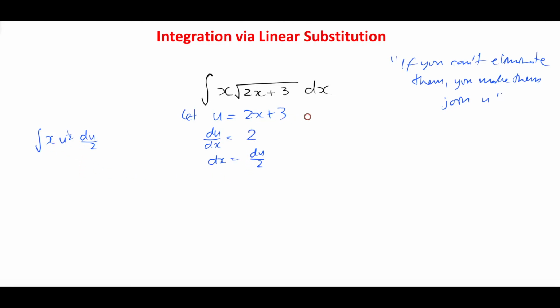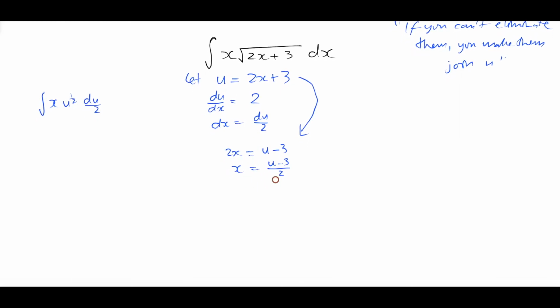How would you do that? Well, take a look at this function right here. u is equal to 2x plus 3. I can make x the subject: 2x equals u minus 3, and therefore x equals u minus 3 divided by 2. What this allows you to do is write x in terms of u. So we have u minus 3 divided by 2. I'm just rewriting this integrand right here, multiplied by u to the power of half, du over 2. So I'm just rewriting the same thing, but instead of writing x, I'm going to write x in terms of u.